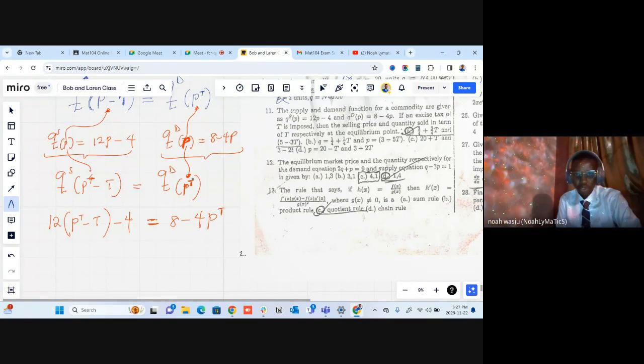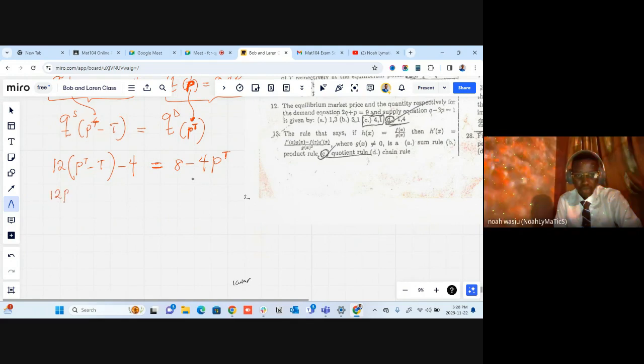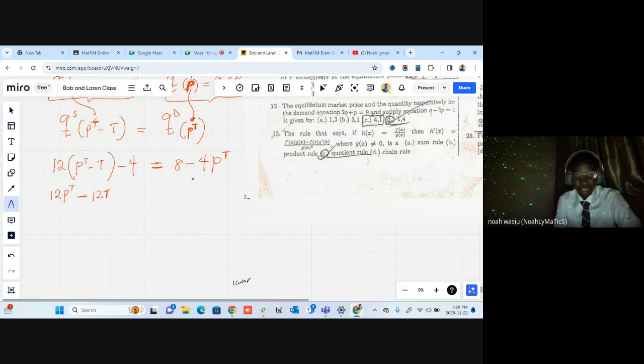Now guys, what we want to look for is to make PT the subject of the formula, and that's all. Just make it the price of the excise tax, the subject of the formula. That's going to be 12 times PT, that's 12PT minus 12 times T, that's 12T minus 4 is equal to 8 minus 4 P raised to the power of T.